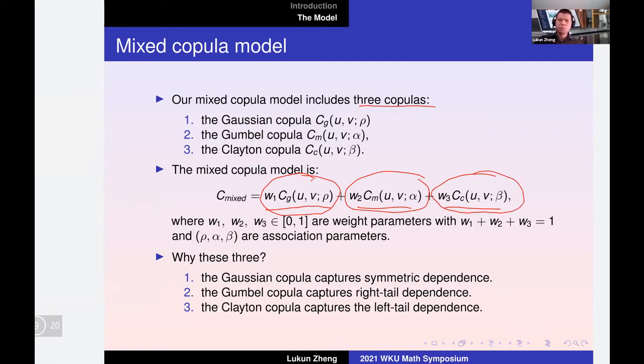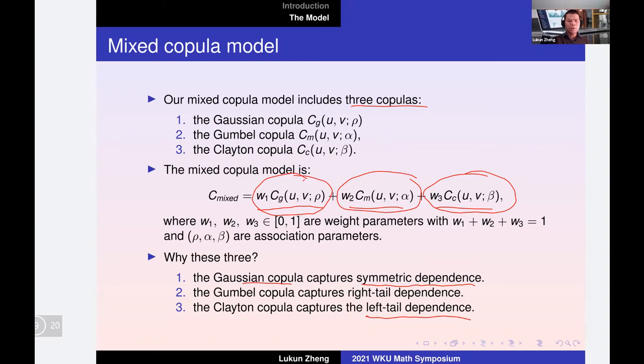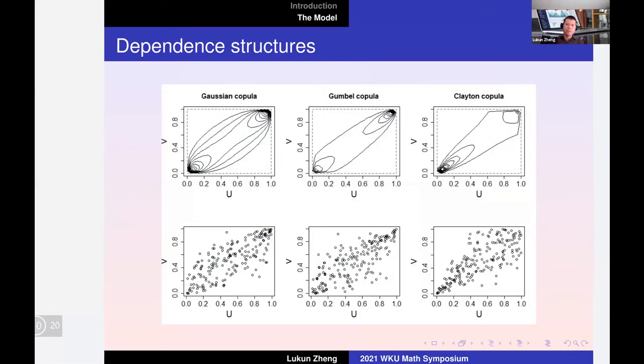Now, why do we choose these 3? The reason is that the Gaussian copula is usually used to capture the so-called symmetric dependence. The Gumbel copula captures the right tail dependence, and the Clayton copula captures the left tail dependence. That's why we use these three copulas. They are very popularly used for different types of structure. If we mix these three, the model is, on one hand, very simple, and on the other hand, very flexible.